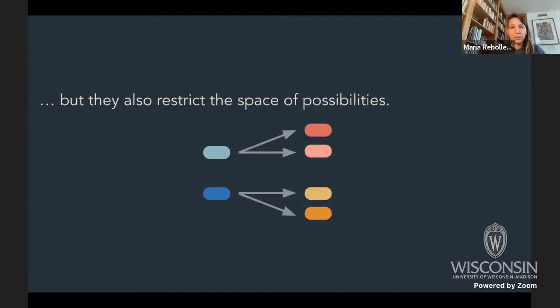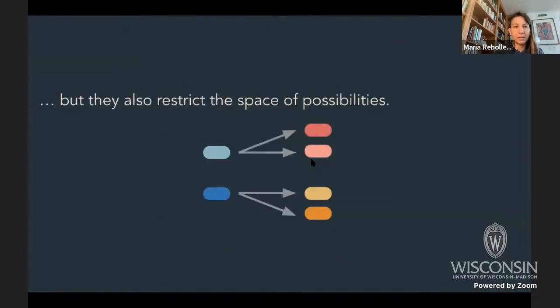On the other hand, historical contingency also restricts the space of possibilities, because if I started in this light blue state at the top, then I can only evolve these red possibilities, and maybe these yellow possibilities are no longer available. Whereas if I'm this dark blue, I'll evolve these yellow possibilities, and these red pinkish possibilities might not be available anymore. And so in some ways, past evolution might take me down particular trajectories and close others.